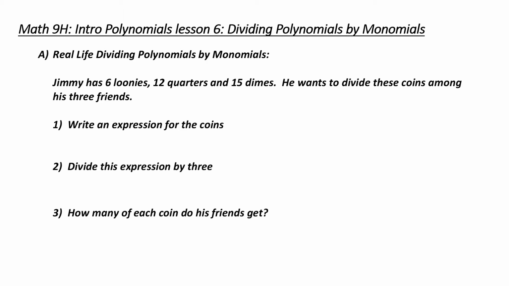So let's start by writing out a mathematical expression for the coins. Well, before we can do this, we need to let a variable represent each type of coin. Since loonies start with an L, we are going to let L represent the loonies. We're going to let Q represent the quarters and D represent dimes. Part 1. Write an expression for the coins.